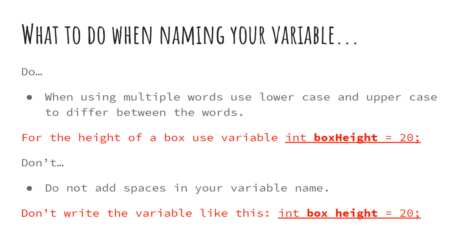So what do you do when you're naming a variable? When you're using multiple words, you want to use lowercase and uppercase to differentiate between the words. For example, as you saw previously, when I wrote boxHeight, I wrote box in lowercase, and then I capitalized the h in height, so that you could differentiate between both words. This makes variables much easier to read, and it's more professional. What you should not do is add a space in your variable's name. This will create an error because boxHeight is just one word that you want to use to name your variable.